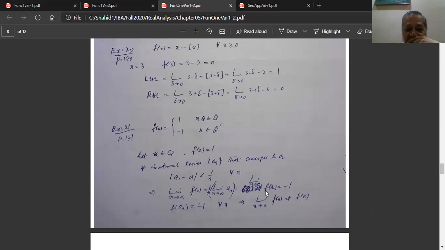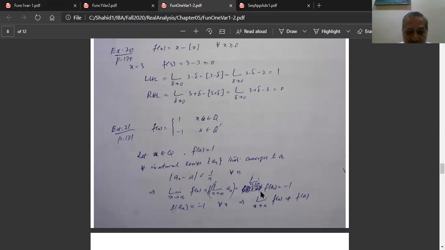So the image sequence is always having the term -1, -1, -1 for every irrational number, and whether it converges to a rational number, it is always possible, because everywhere there are infinitely many rationals and infinitely many irrationals, that we have proved somewhere in the first or second chapter. So the image sequence always has the term -1.